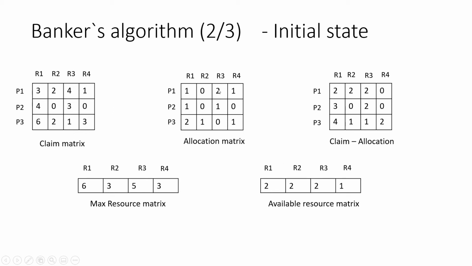And for R3, 2 plus 2 is going to become 4, and R4, 1 plus 1 is going to become 2. So that's what we did over here. After P1 runs, this is going to be our new available resource matrix. Now we can see that P2 can also run, since R1 and R3 are available and 3 are required, and for R3, 2 are required and 4 are available. And then after this runs, we can check if P3 runs.